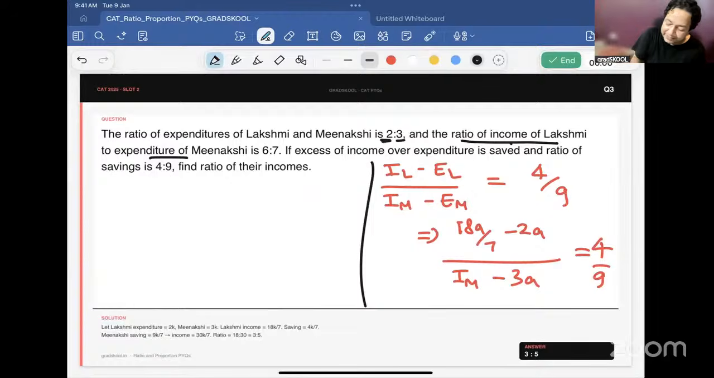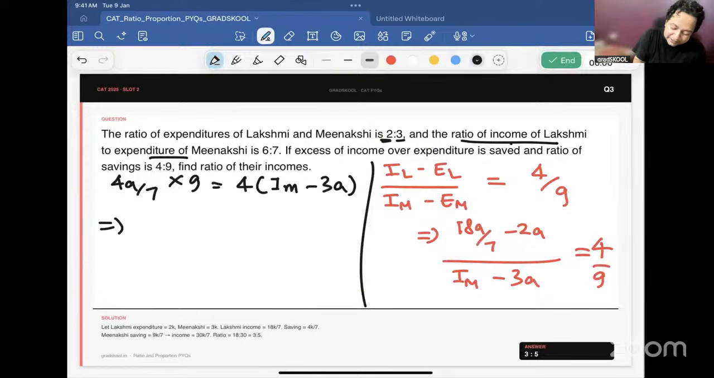18A/7. So I get 18 minus 14, that is 4A by 7 upon 9, and I can just cross multiply. Let's cross multiply. 9 comes here, into 9 will be equal to 4 times IM minus 3A. So I get 36A/7.